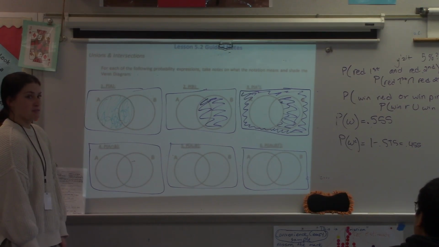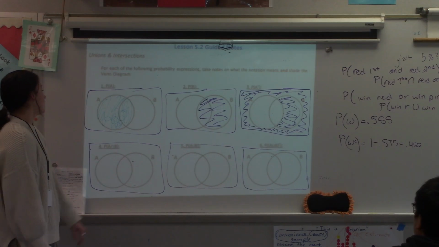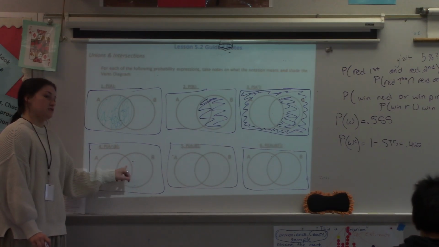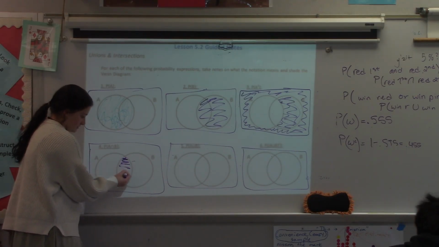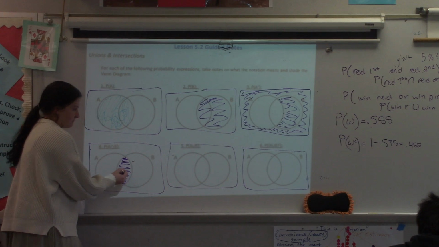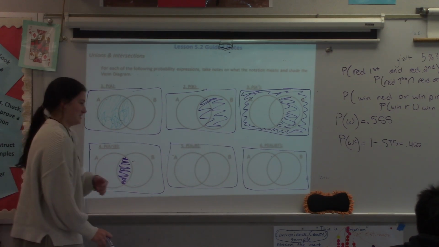Do you want some rectangle color? What about the probability of A intersection B? Just the middle, where they intersect, super easy to see on a Venn diagram. That's what these are called.